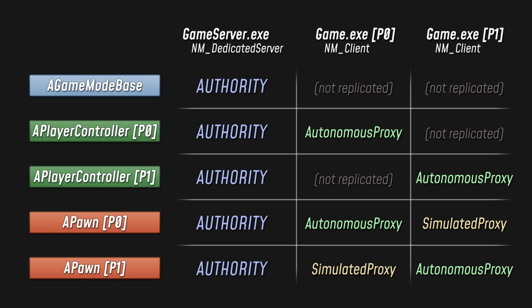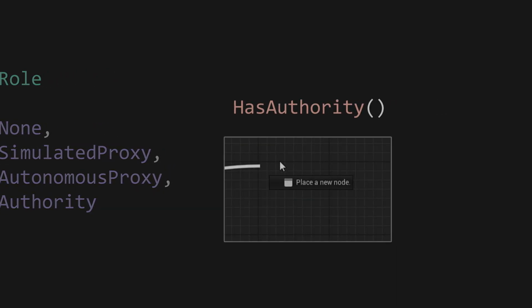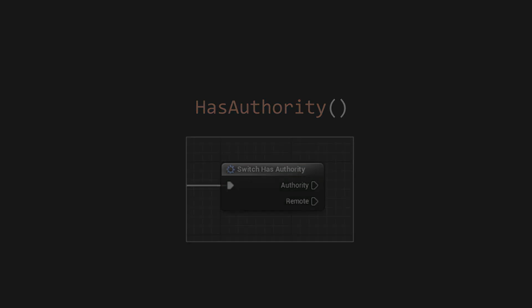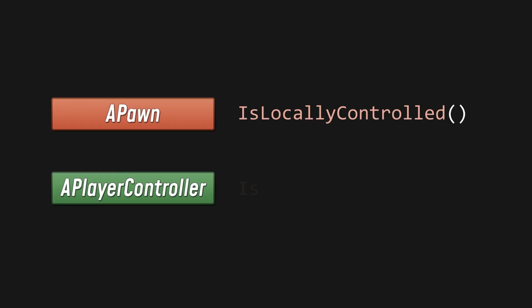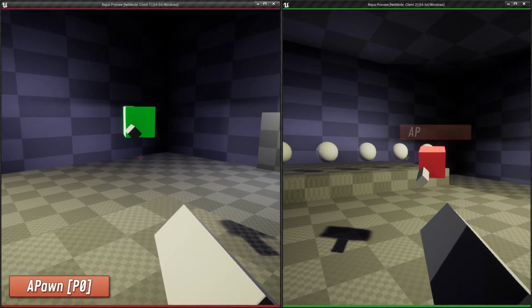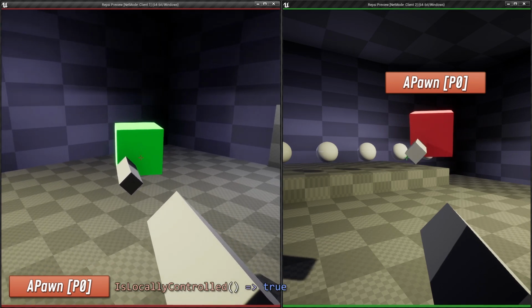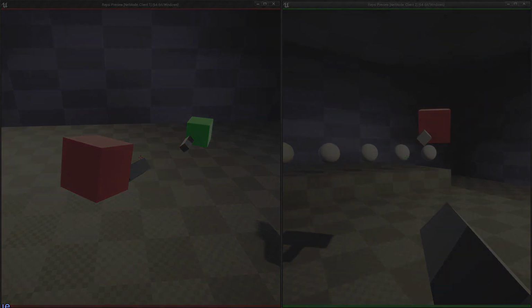Autonomous refers to the fact that the client is directly controlling the actor's movement and behavior, even though it doesn't have full authority. But unless you're dealing with player characters, it's usually just a binary question: do I have authority or not? If you are dealing with player-related code, then another important question is whether the player is locally controlled. If a pawn is locally controlled, then that player corresponds to the game instance where your code is running. If not, it's a remote client's player.